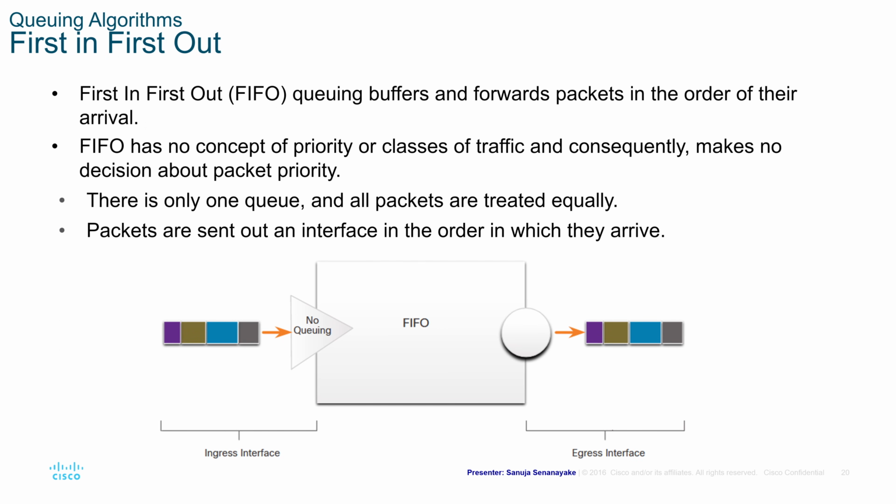So, first in, first out. Just like it says in plain English, FIFO queuing buffers and forwards packets in the order of arrival. Whichever packet comes in first will get buffered and forwarded out of the system. FIFO has no concept of priority or classes of traffic and consequently makes no decision about packet priority. There is only one queue and all packets are treated equally. Packets are sent out of an interface in the order in which they arrive.